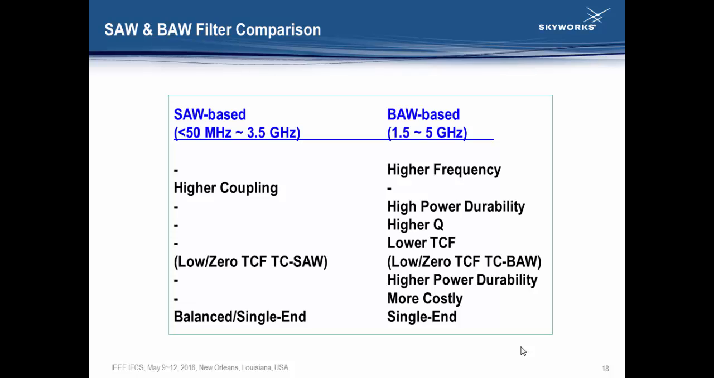Now we have SAW devices with what we call TC-SAW also, with high power durability already. And BAW devices are really a bit more expensive because there are a lot more mask levels. BAW devices also can only take care of single-ended, and SAW devices can do balanced or single-ended.